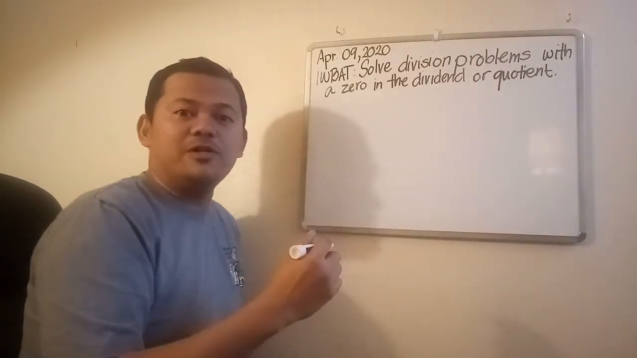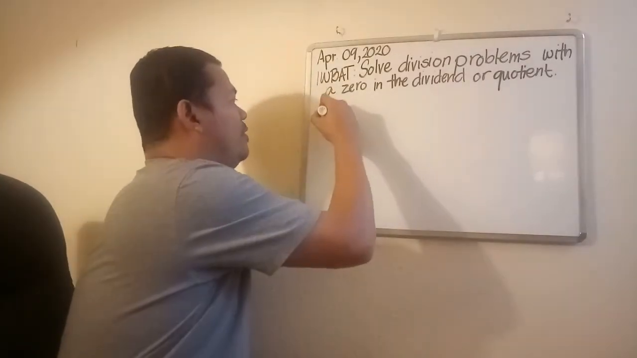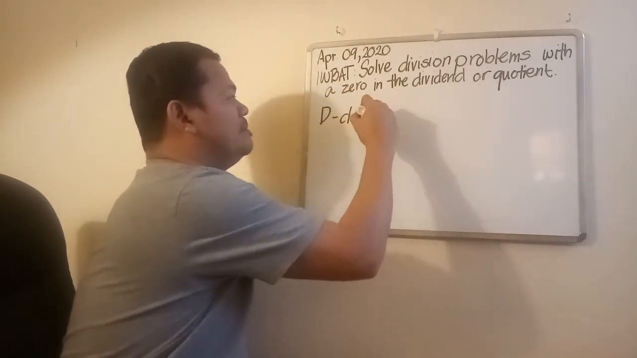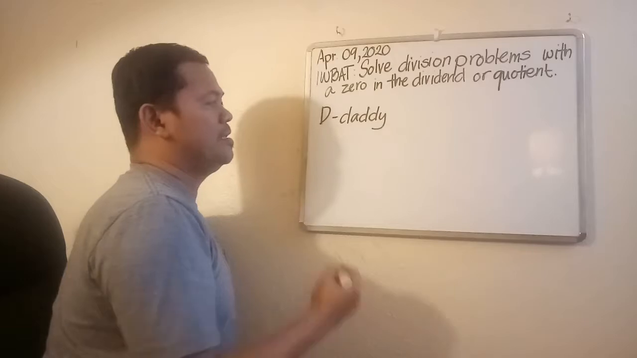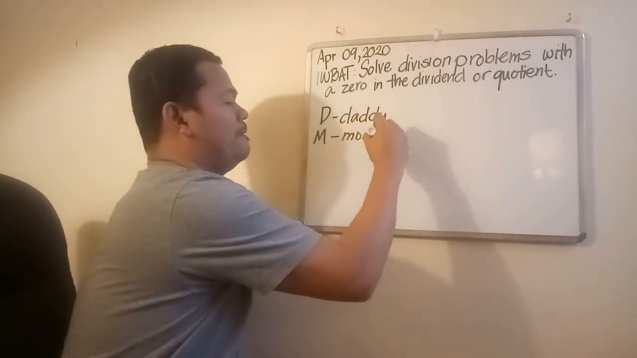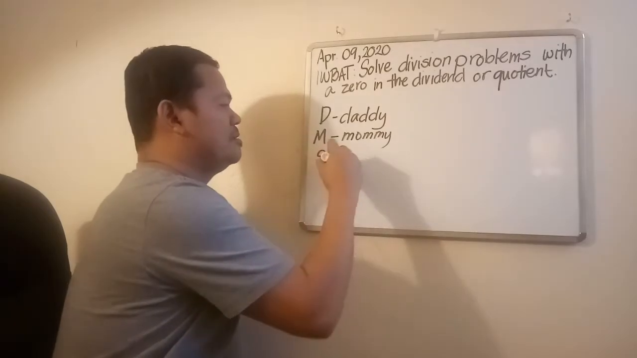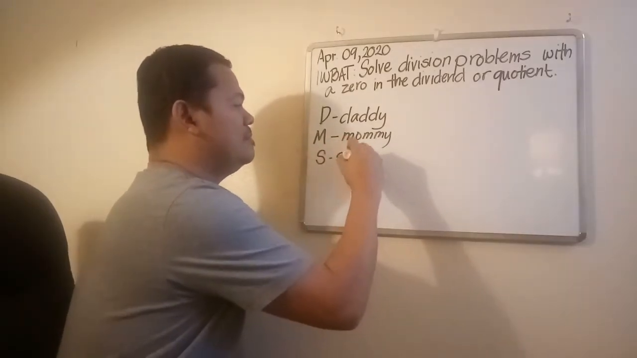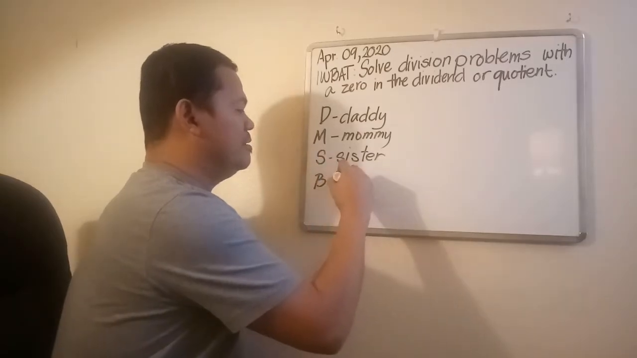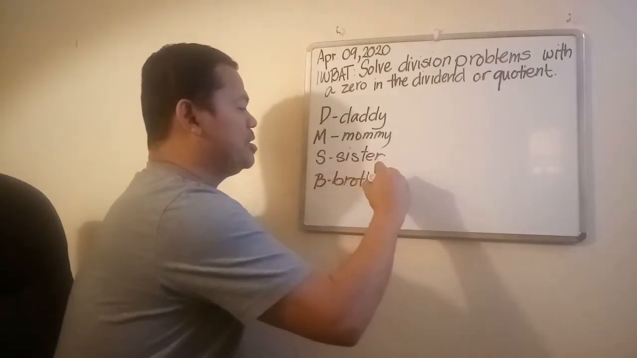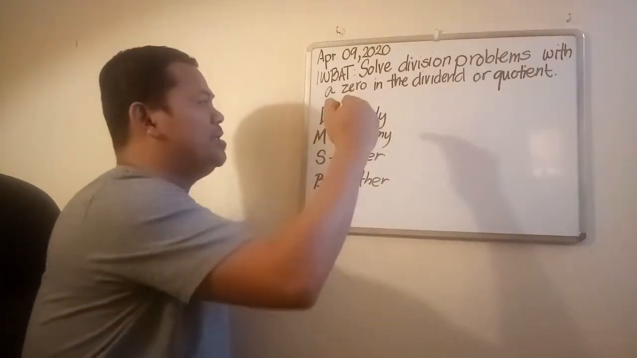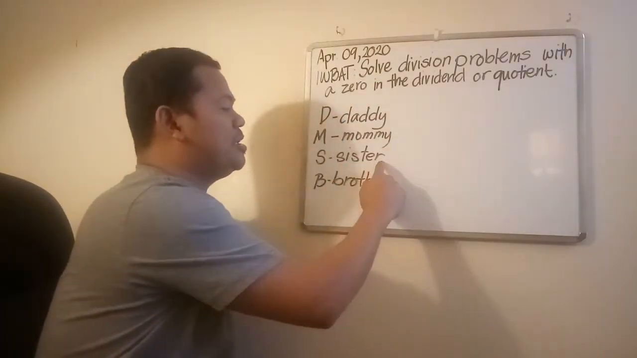Before we give an example of how to divide with zero, we are going to review first the parts of our division process. We got before that D stands for daddy, M stands for mommy, S, remember, is sister, then B is your brother. This is very easy to remember because it's like part of our family.